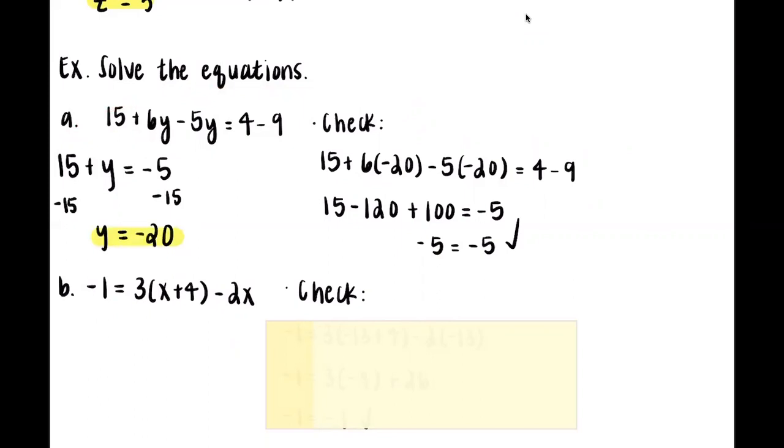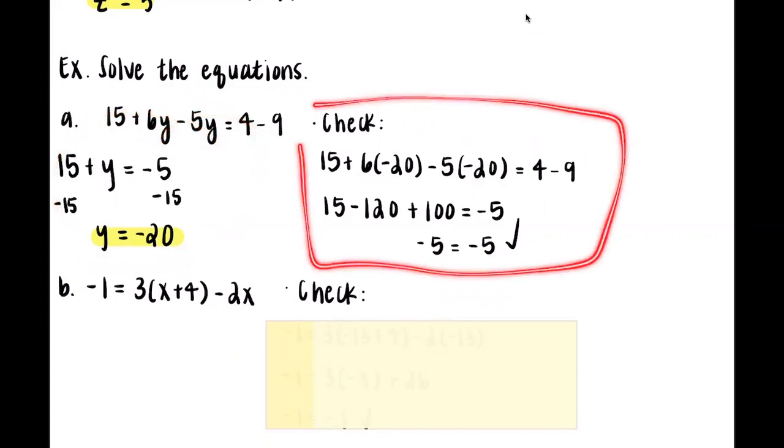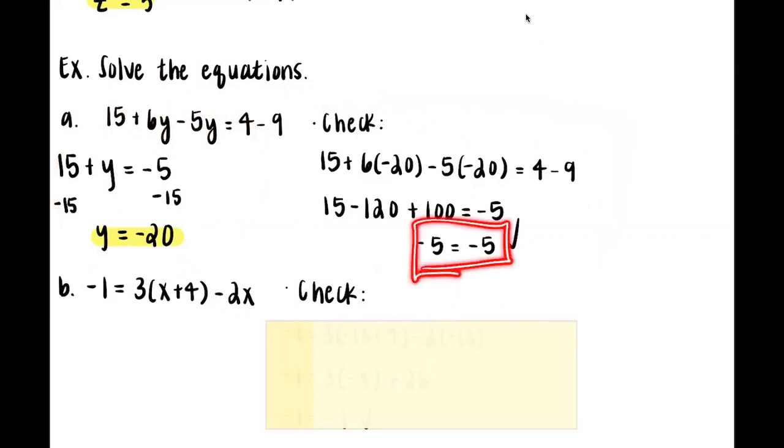But again, if you did all this work and you got negative 4 is equal to negative 5, or I don't know, like negative 9 is equal to 5, whatever, any other numbers that are not equal to one another, you know somewhere here a mistake was made. So you have to go back because your solution is not correct. This is the check step to verify that this is a true statement. And this is a true statement. -5 is equal to -5.